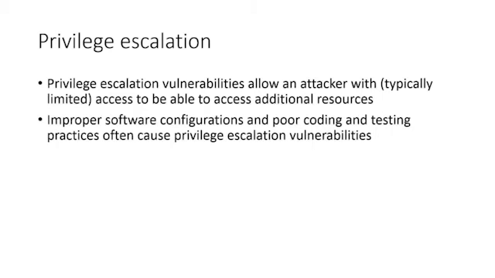Now, improper software configurations, poor coding practices, and poor testing practices often cause privilege escalation vulnerabilities. So we need to get in there and test your programs. Make sure you're doing proper coding. Fuzz your applications, right? Just throw random data in there. See if you can break it. That's what you want to try to do.